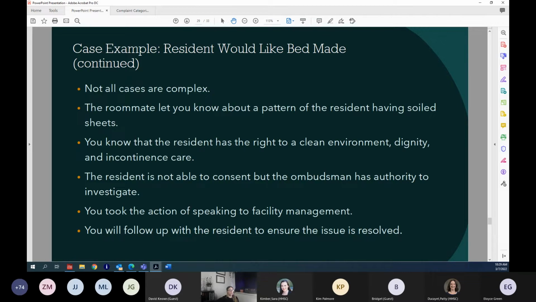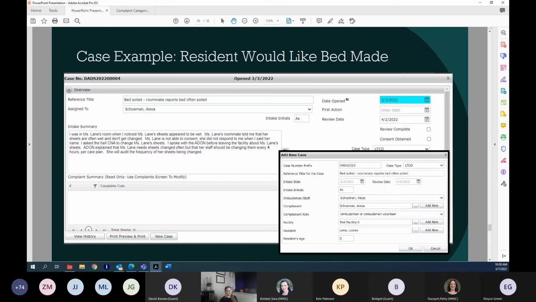In this situation, the resident's not able to consent, but the roommate let you know about a pattern of the resident having soiled sheets. You determine that even though the resident is not able to consent, you've got authority to investigate. Again, those details are in the Ombudsman Policies and Procedures Manual. You took the action of speaking to facility management, and you follow up with the resident to ensure the issue is resolved.